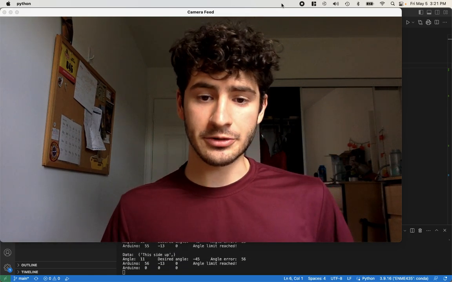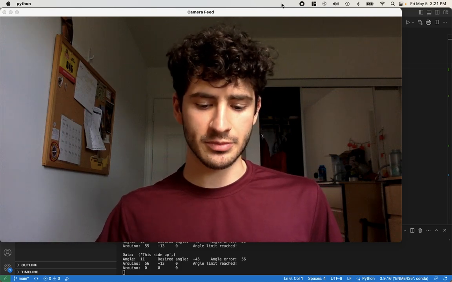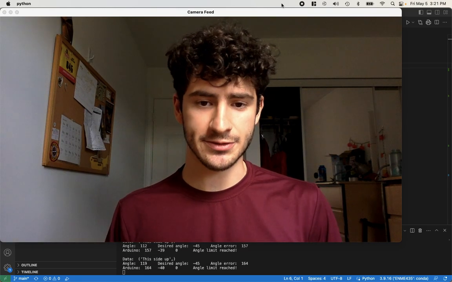As a takeaway, I learned a lot about how QR codes worked, and I had fun implementing a closed-loop control system using QR codes and serial communication.